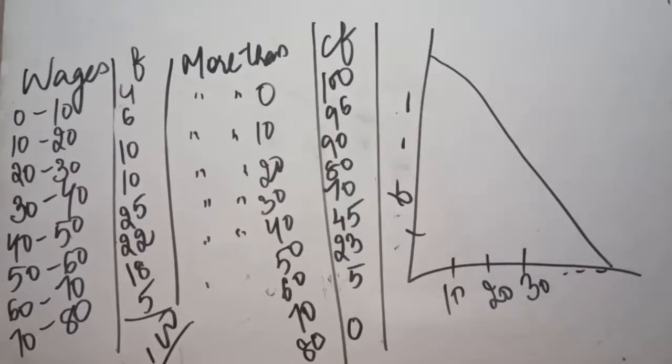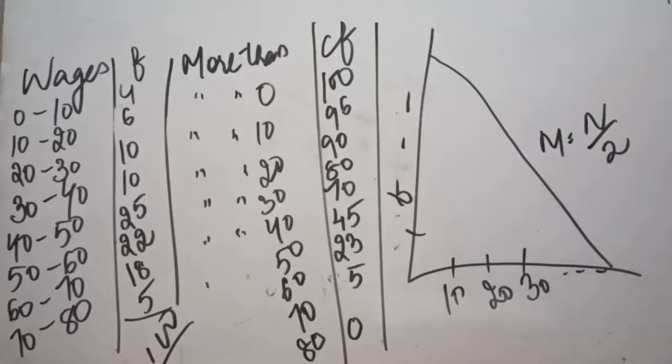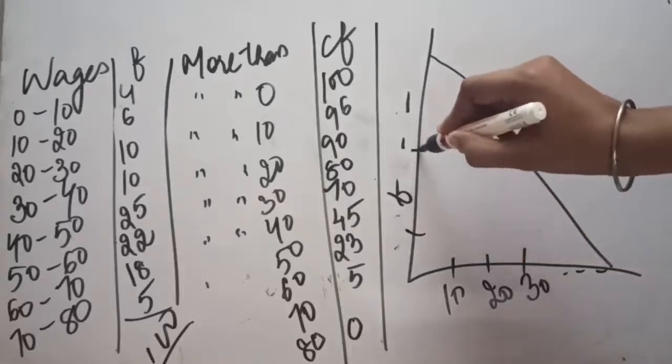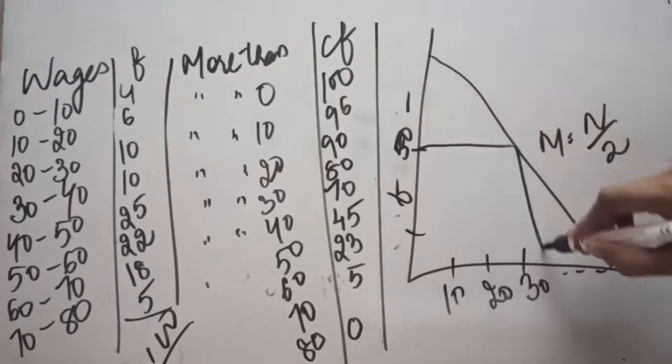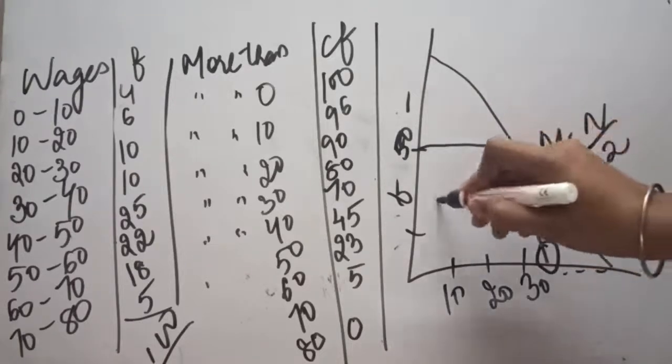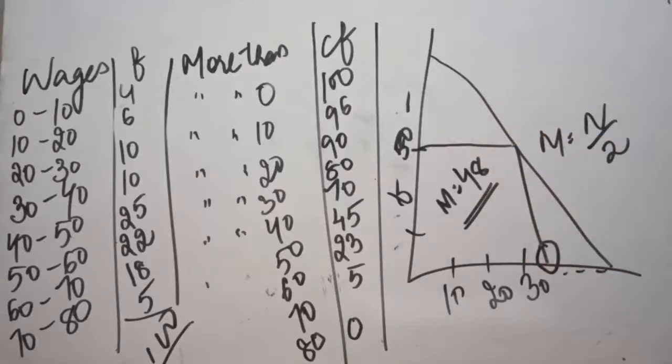Then in the same way as we have seen, the median formula will be applied. The formula is n by 2th item. Here n is 100. 100 by 2, the 50th item. We will just take the 50 point from here, draw a straight line, draw a perpendicular over here, and you will see that the same median 48 you will get on your graph.